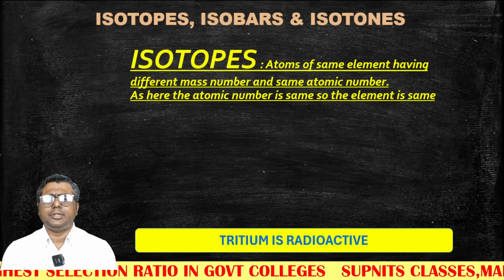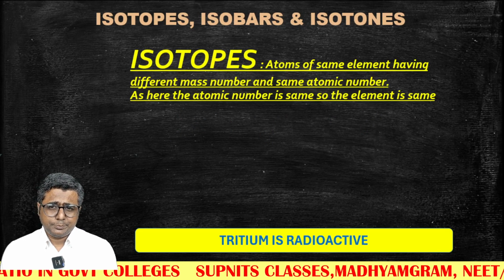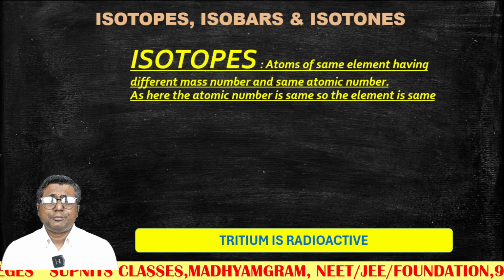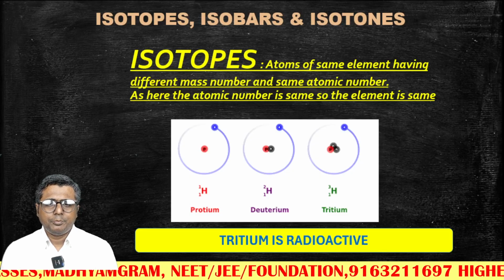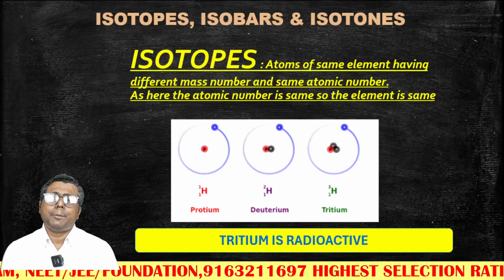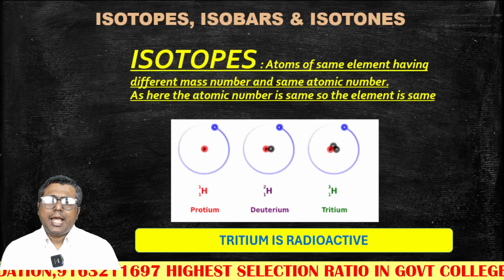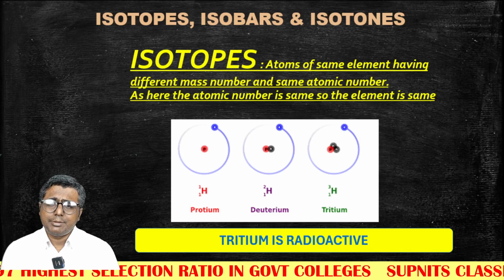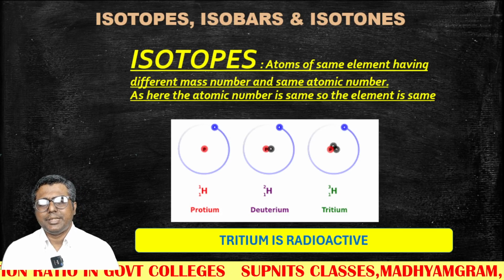A very important topic: isotopes, isobars and isotones. It is definitely an important topic with respect to the atomic structure of the atom. First we have to understand what an isotope is. Isotopes are atoms of the same element having different mass number and same atomic number. As the atomic number is the same, definitely the element will also be the same, right.